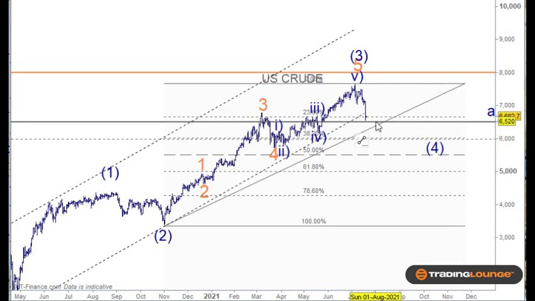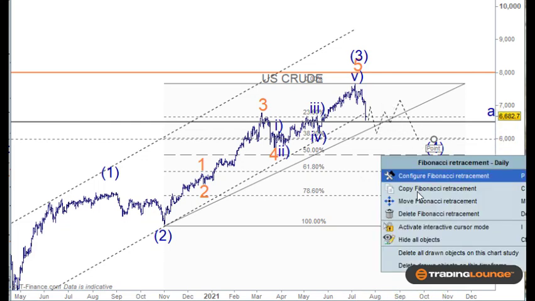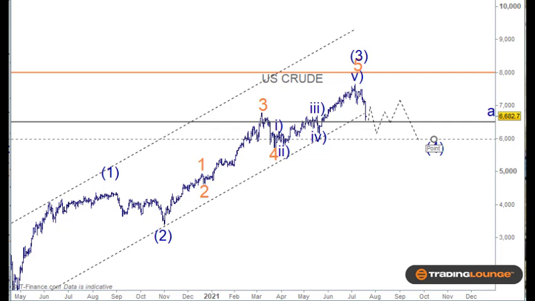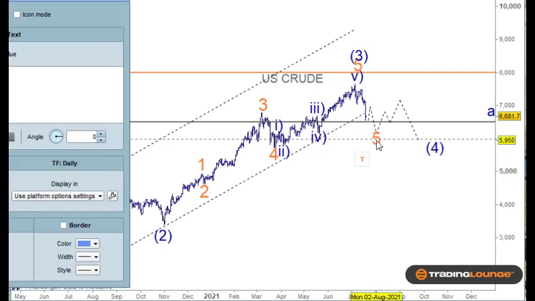So this market will probably have 4 and then 5 here, and then an A and a B and a C wave here, and then another C wave over here. So an A and a B and a C there for wave 4. So that's the way that crude oil's going to go, and that's going to be the way the energy stocks are going to play out as well.